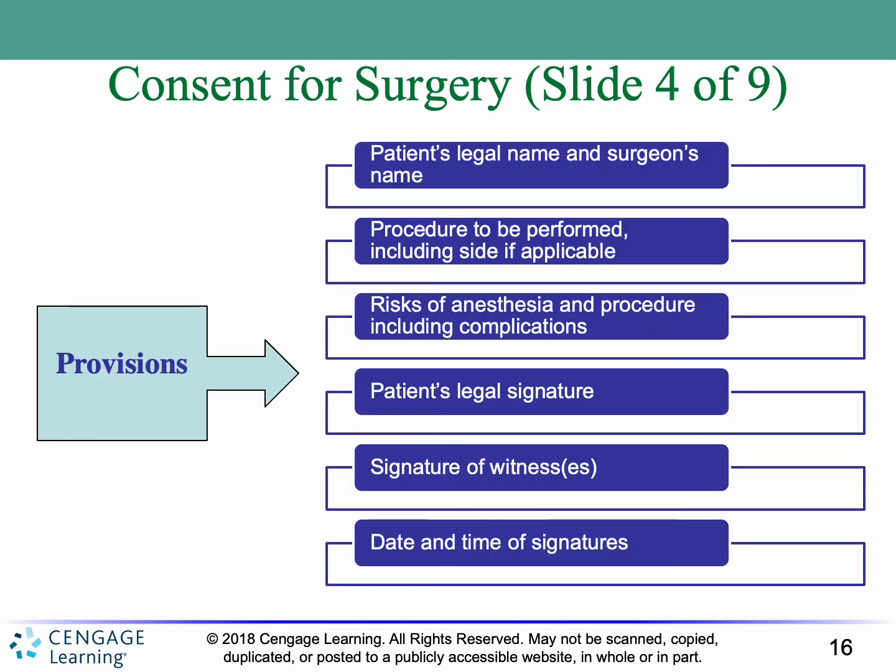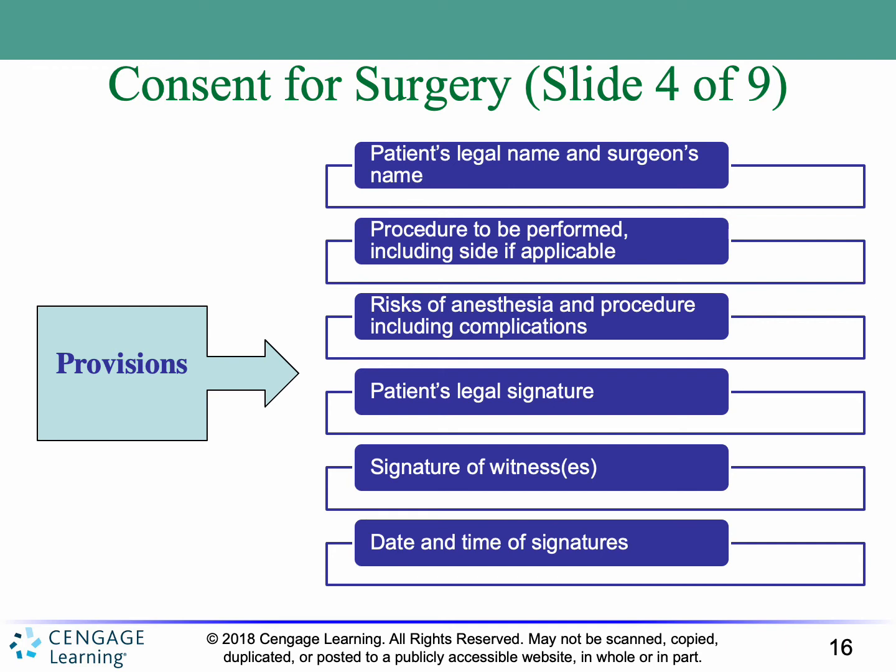So provisions are dictated by medical practice acts and state laws, which do vary from state to state. However, an informed consent at a minimum should contain the following things: the patient's legal name and surgeon's name, the procedure that's going to be performed, and if it's side specific, like right arm, left arm, that needs to be identified as well. The risks of anesthesia and procedure, including complications, need to be listed, as well as the patient's legal signature and the signature of the witness or witnesses, and the date and times of the signature.